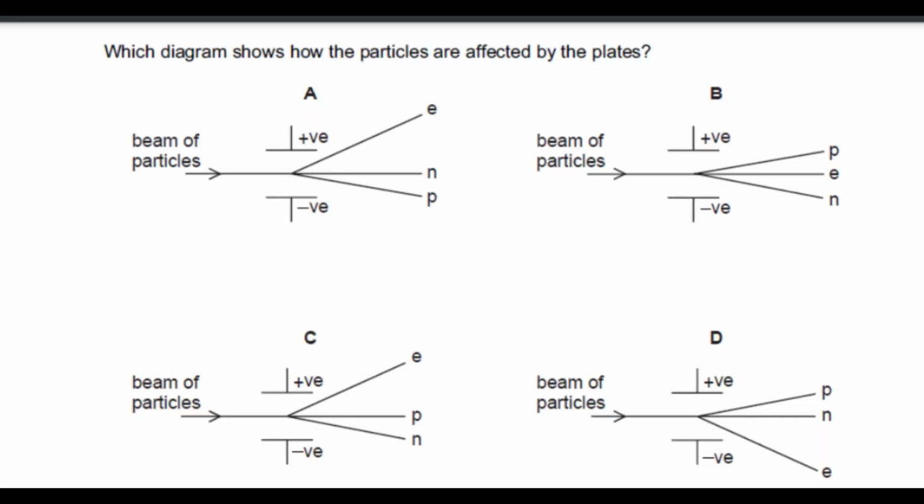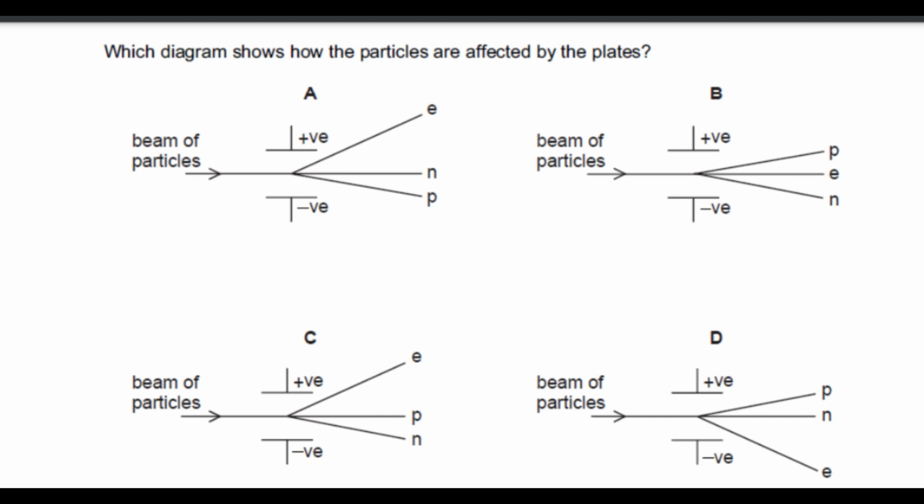My next question is, which diagram shows how the particles are affected by the plate? Before we approach the options, you must know that there are 3 subatomic particles in the atom, and the names are proton, electron and neutron. Protons are positively charged, electrons are negatively charged, and neutrons are neutral. Electron is represented by small e, proton by small p, and neutron by small n. The charges on these 3 particles are: electrons negative, neutrons neutral, and protons positive.